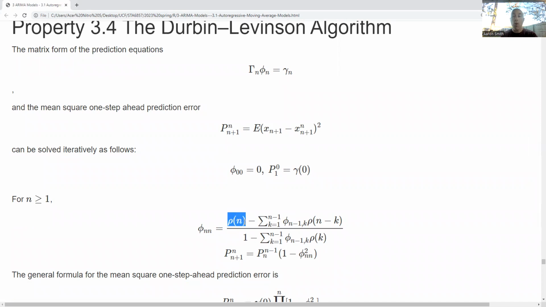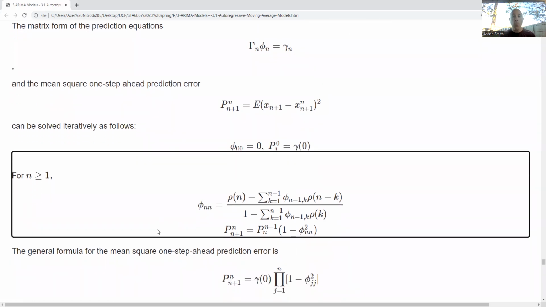So I'm going to take autocorrelation minus the iterative value of the coefficient times autocorrelation lagged. And then on the bottom of my fraction, I'm going to replace this autocorrelation with a 1, and I have the same thing on there. So now this is going to give me a way to compute my coefficients in my model.